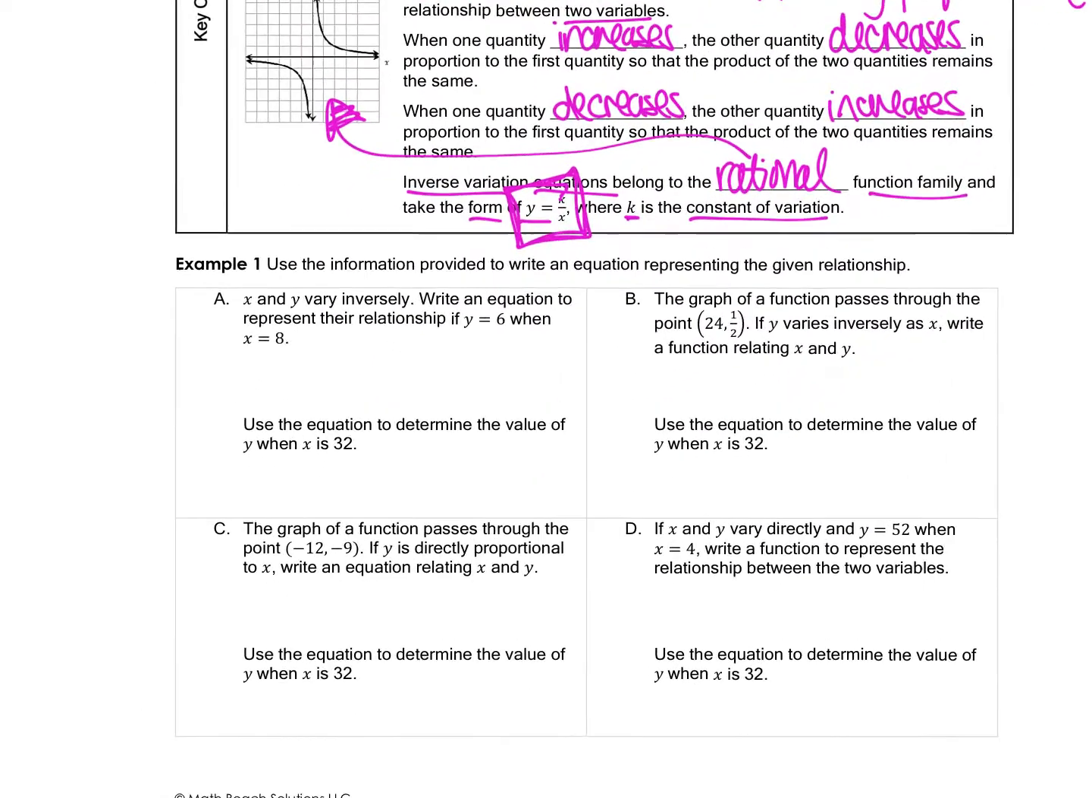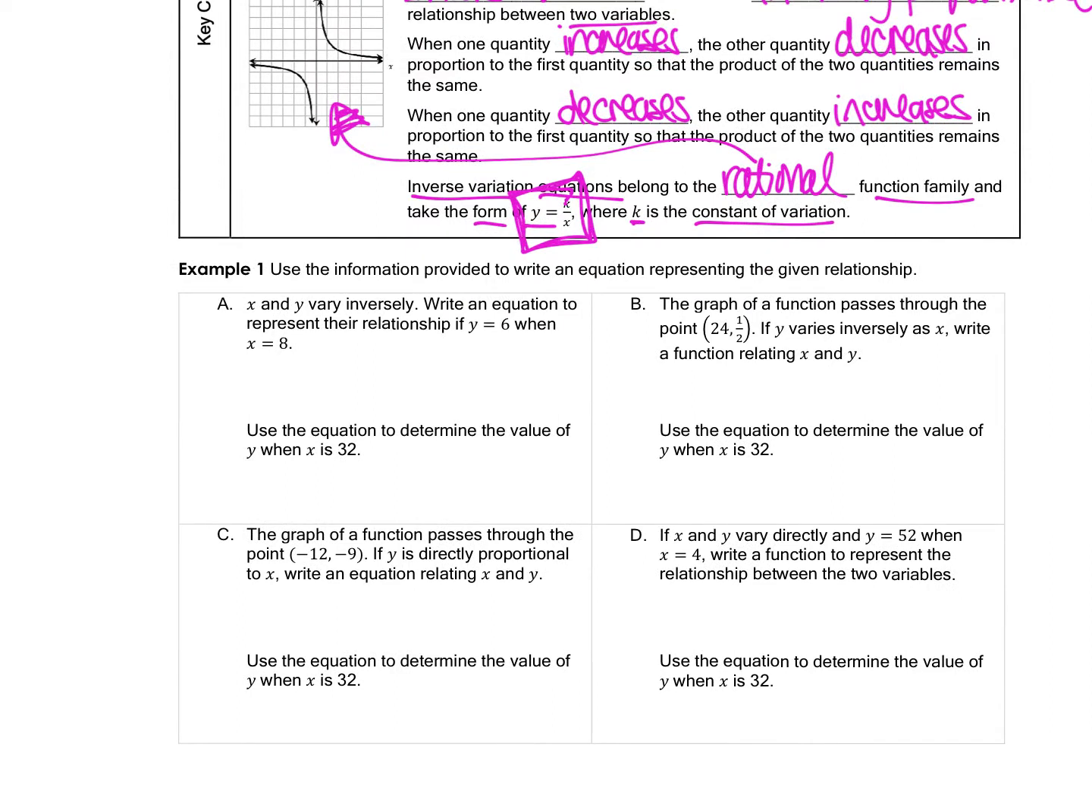All right, so we're going to do some examples. Use the information provided to write an equation representing the given relationship. So it says x and y vary inversely. There is your key word. If it says inversely, remember you're using y equals k over x. You're going to write an equation to represent the relationship if y equals 6 and x equals 8. So you're going to substitute that in. Y equals 6. We don't know k, which is the constant of variation. X is 8. So I need to find what k equals. So in order to isolate k, I need to multiply both sides by 8. So I would get 48 equals k.